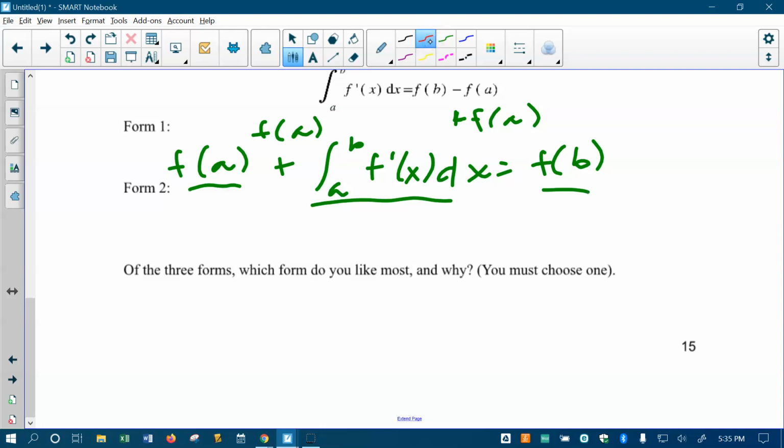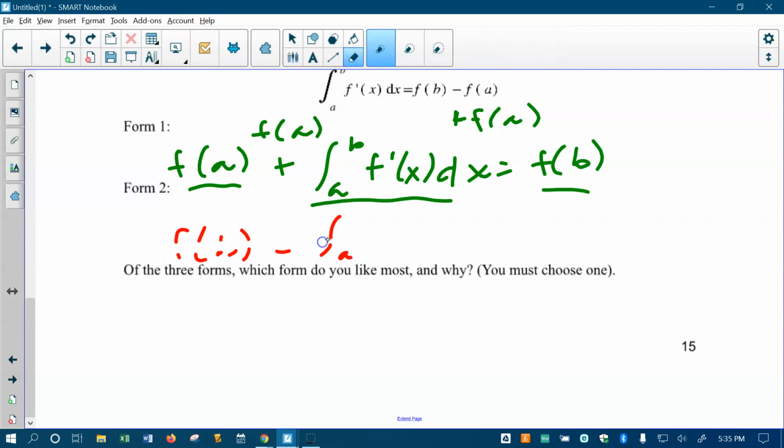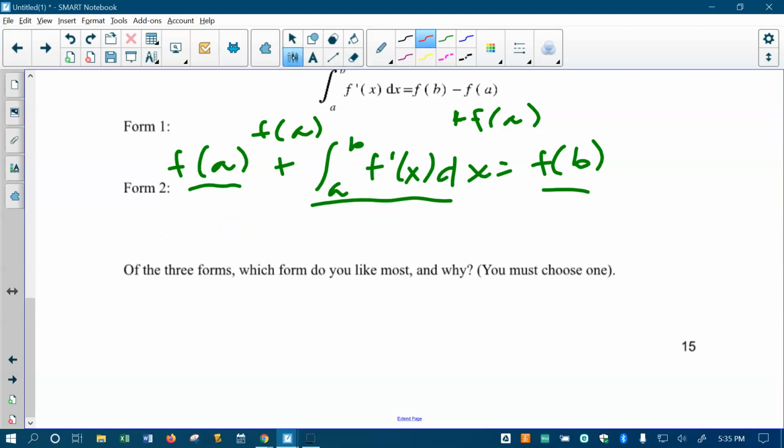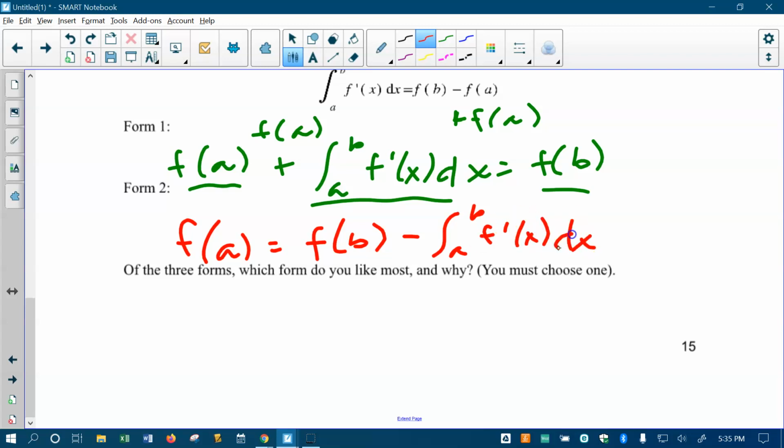Similarly, we could solve for f of b if we wanted to, and say f of b is equal to the integral from, hold on just a second, I did that wrong. We could say similarly that f of a is equal to f of b minus the integral from a to b of f prime of x dx. So pause the video and write down which form you like the most. Please choose one and pause and write, and then let's go to the next slide when you're done. Almost done, guys.